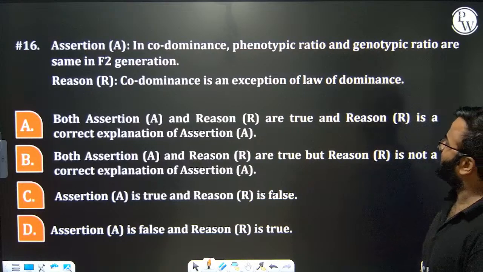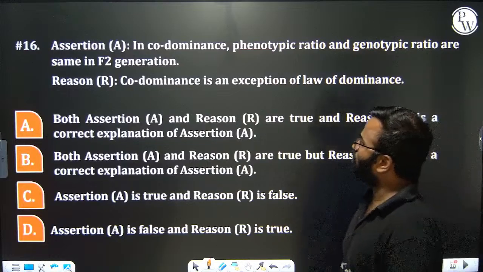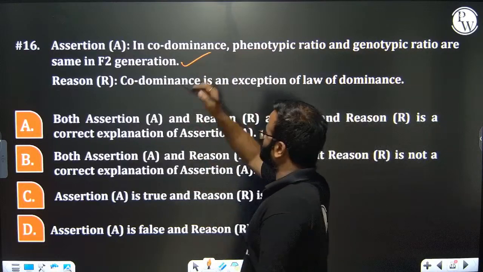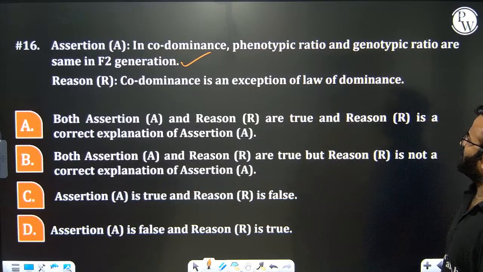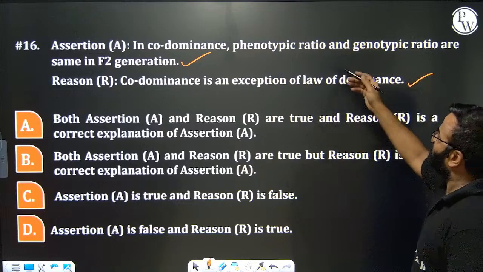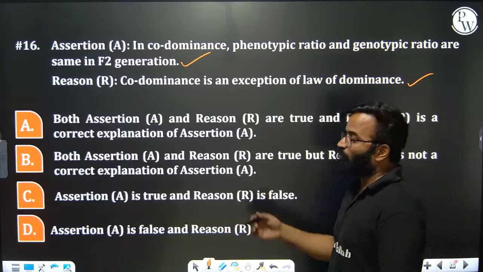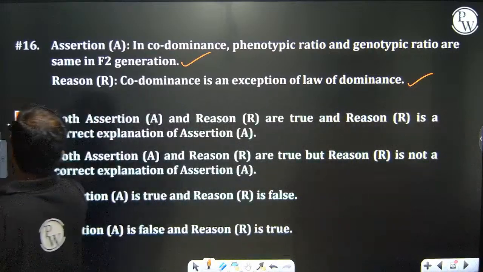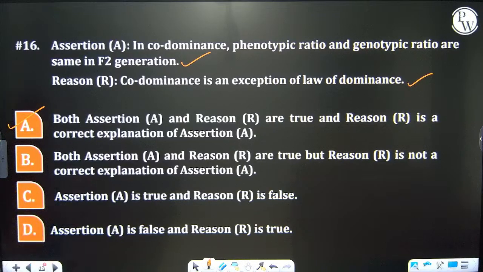In codominance, phenotypic ratio and genotypic ratio are same in F2 generation. Let's see the reason. Codominance is an exception of law of dominance, and that's the reason why phenotypic ratio and genotypic ratio is same. So I would say both the statements are true, and it is the right explanation as well.